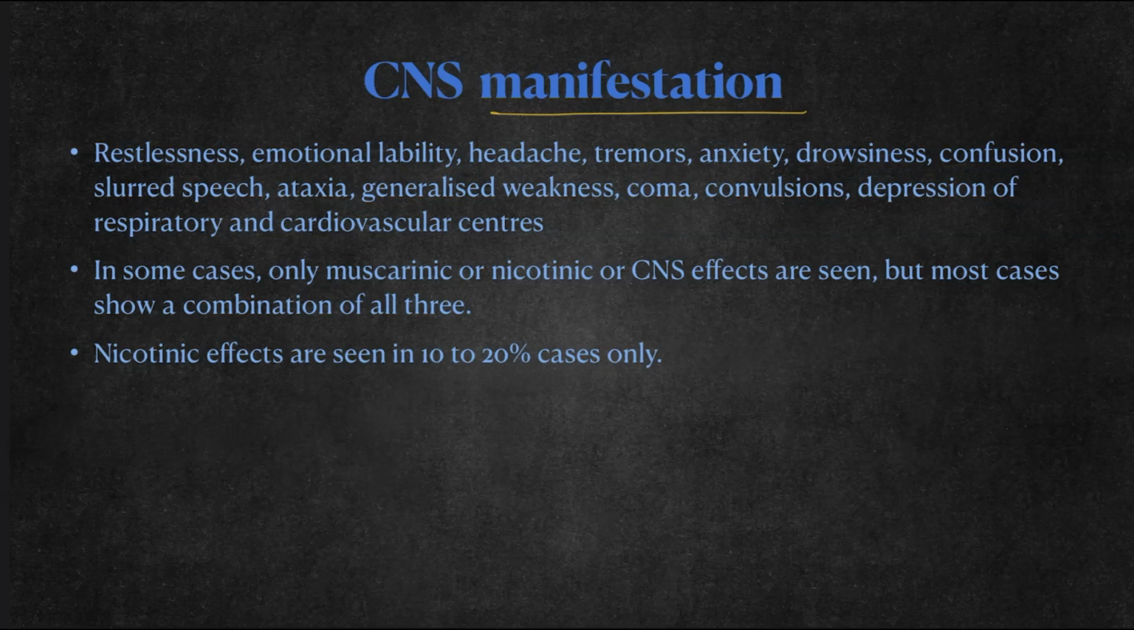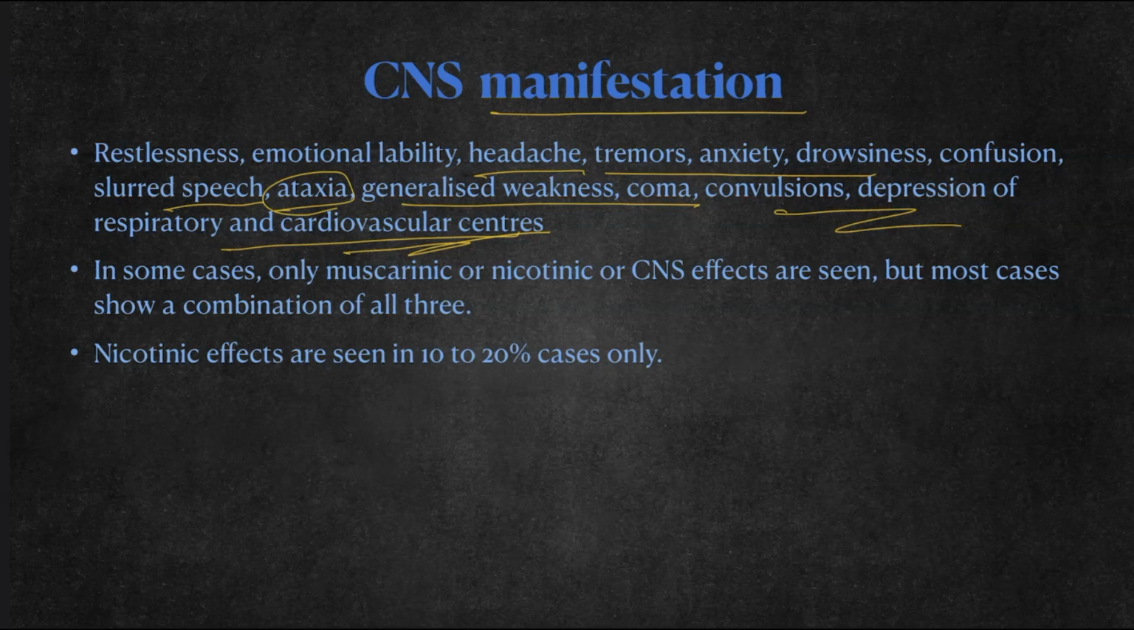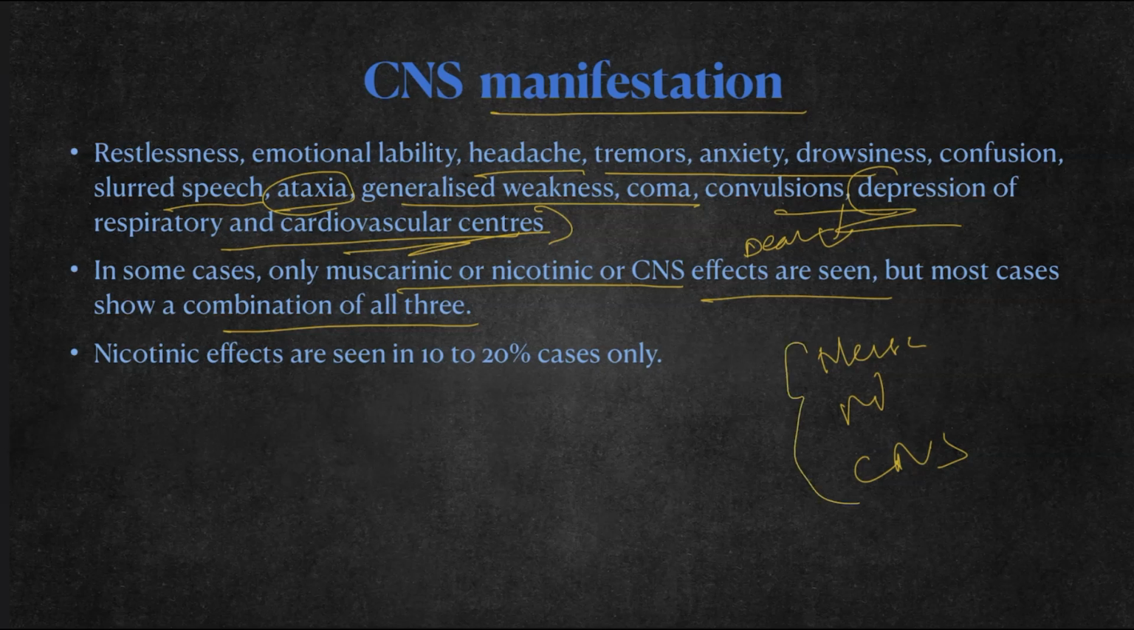CNS manifestations include symptoms like headache, tremors, anxiety, drowsiness, confusion, slurred speech, ataxia, generalized weakness, coma, convulsions, and depression of respiratory and cardiovascular centers. Most of the serious symptoms are CNS symptoms, with depression of respiratory and cardiovascular function, which may lead to death of the person. In some cases only muscarinic, nicotinic, or CNS effects are seen, but in most cases a combination of all three is present. Sometimes only two will be present. Muscarinic symptoms are commonest. Nicotinic effects are seen in only 20% of cases.